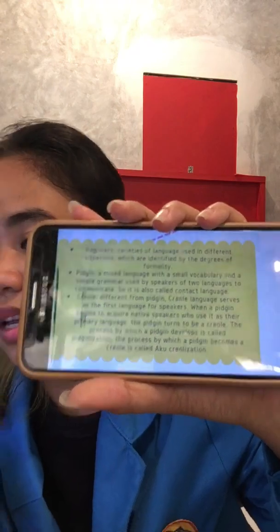And in sociolinguistics, there is a language variety. Language variety refers to the various forms of language triggered by social factors. And in sociolinguistics, there are two different social factors. The first part, in social factors, there are three things: registers, pidgin, and creole.